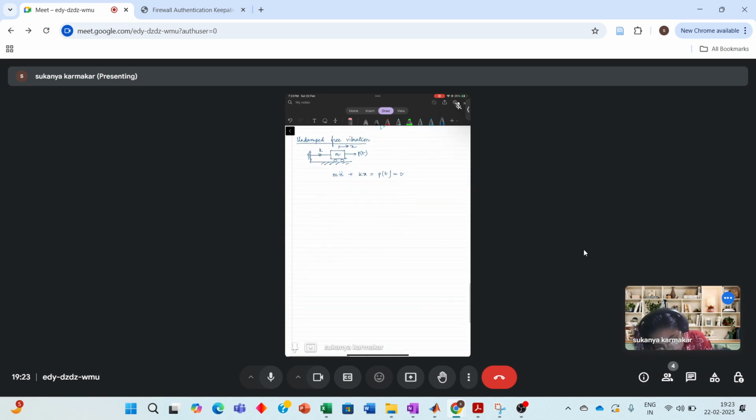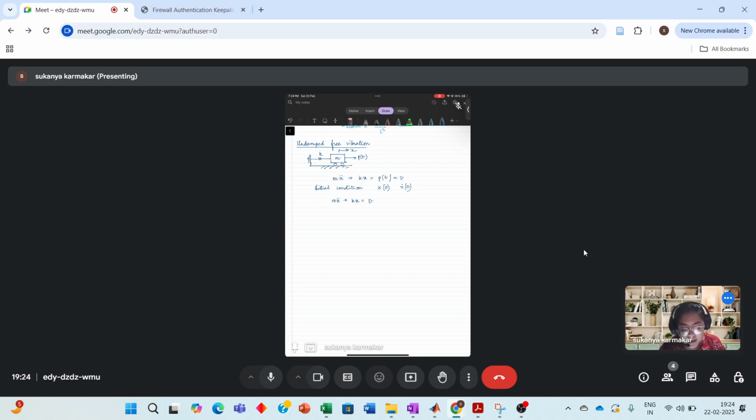So the initial condition can be in terms of displacement or velocity, x0 or x dot 0. Fine. Now, how do I solve this? I have to solve the equation m x double dot plus k x is equal to 0.